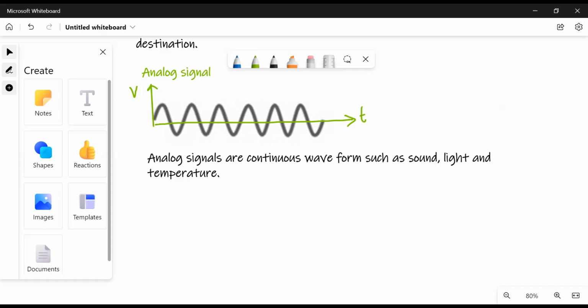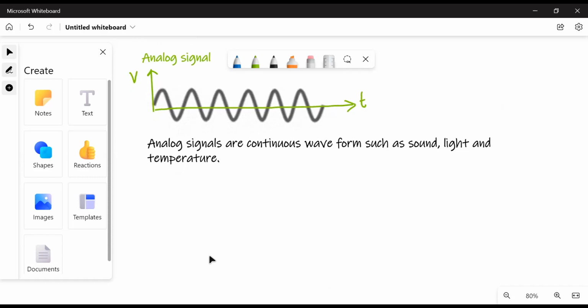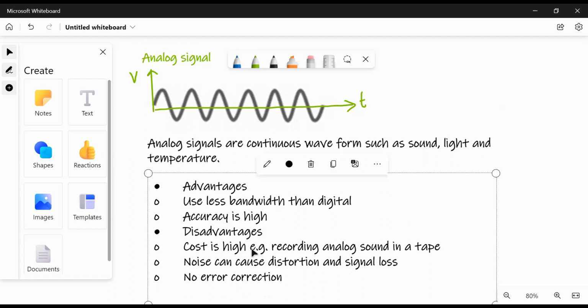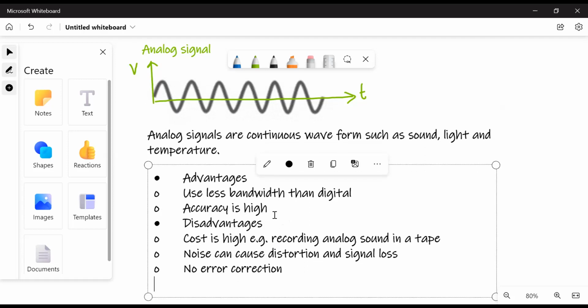Right. So let's write down. When we say analog signal, we can say, okay, the advantages. A couple of advantages we can talk about. It uses less bandwidth.